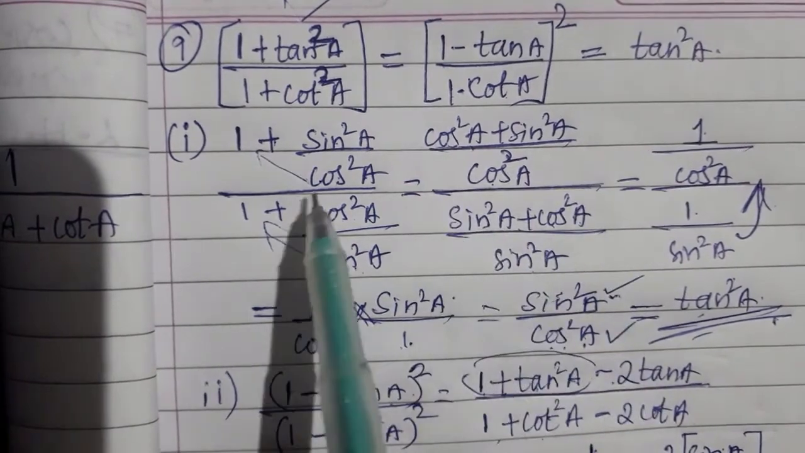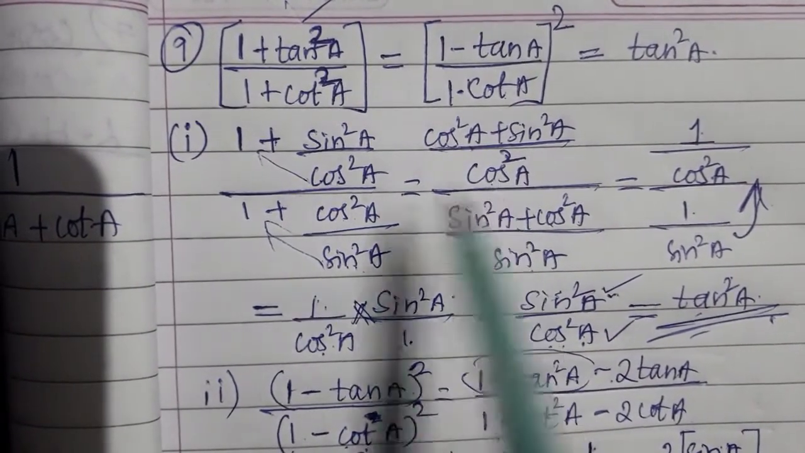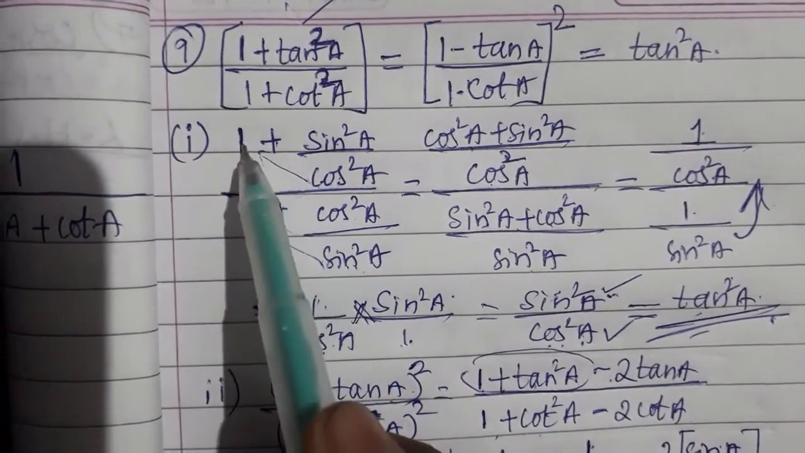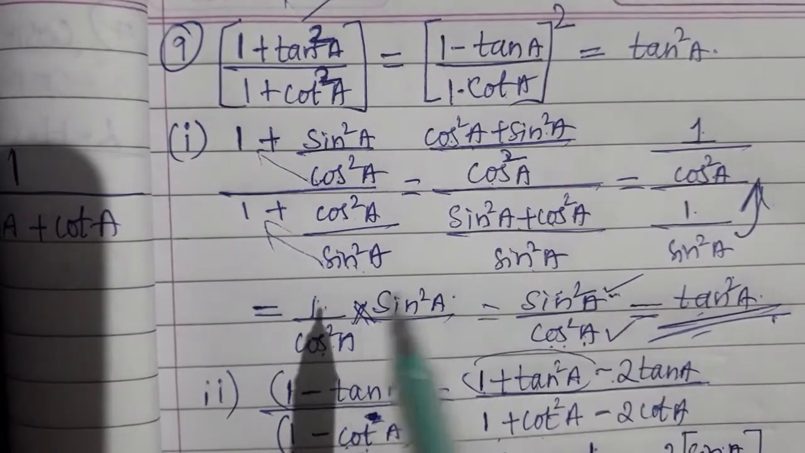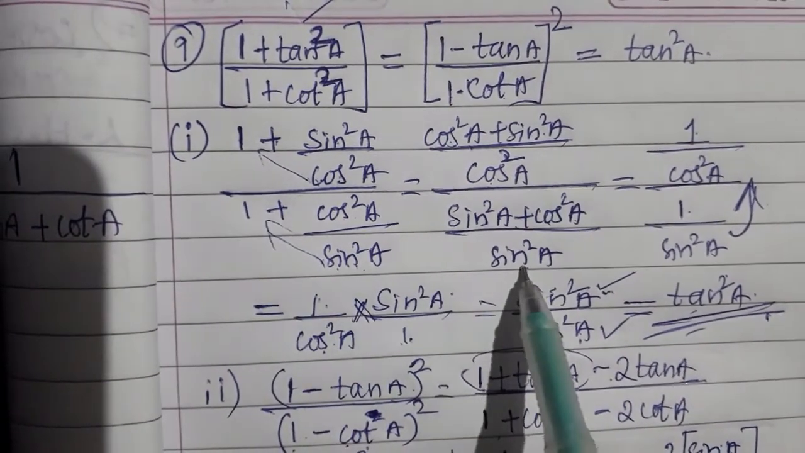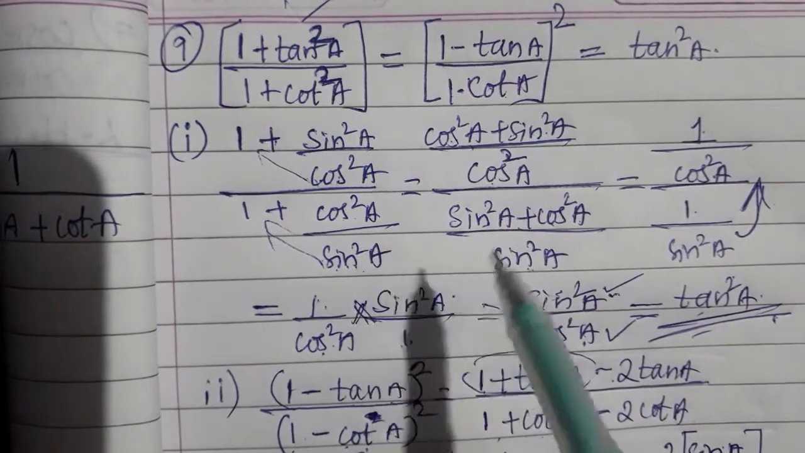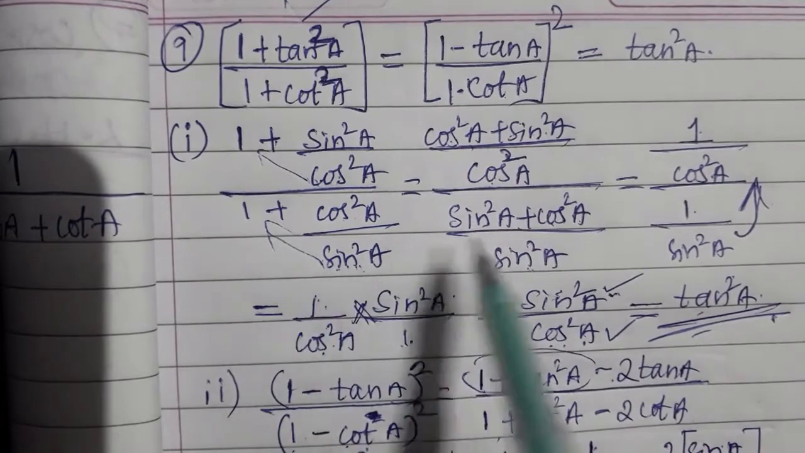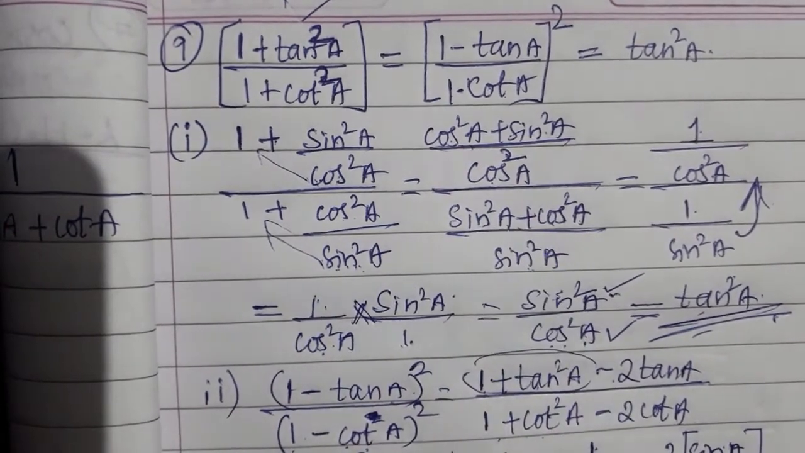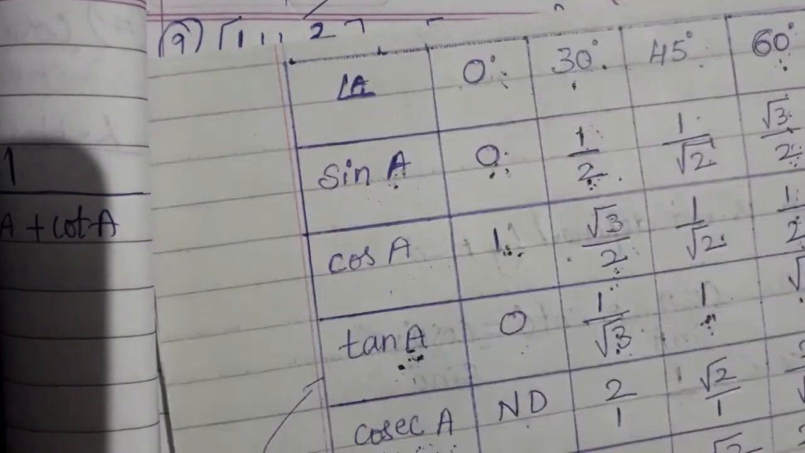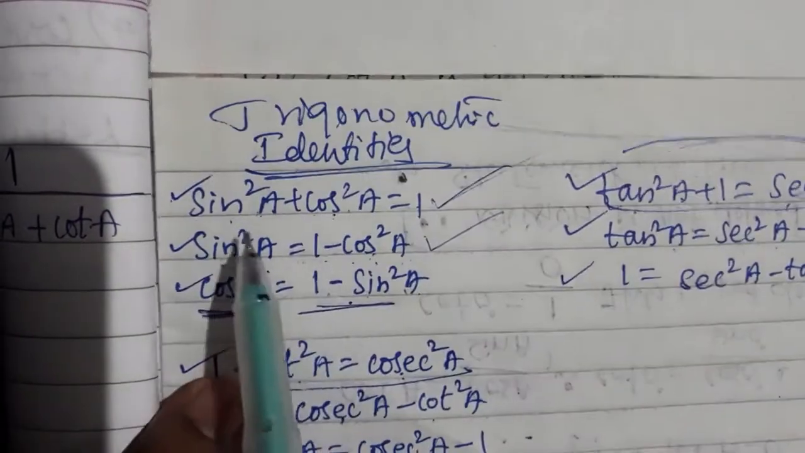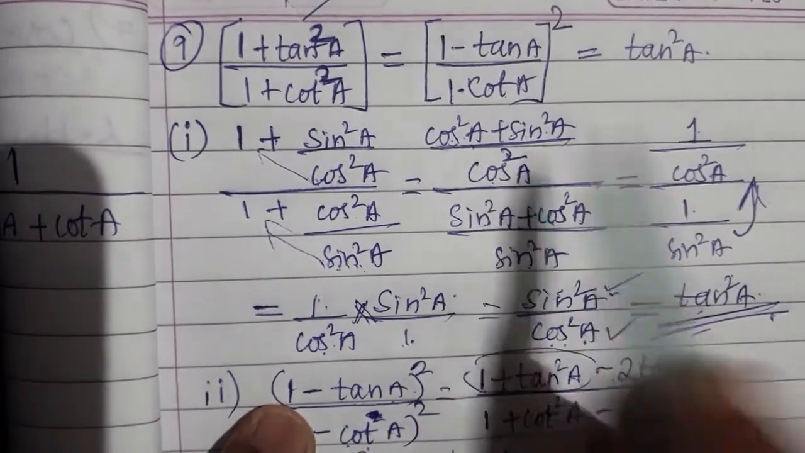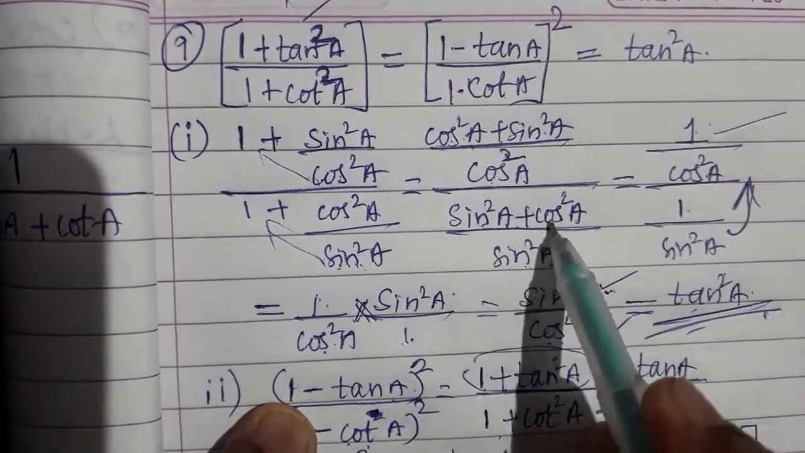Now take the LCM in the numerator. Cos²A will be the LCM. This sin²A will remain as it is. In place of 1, I have to write cos²A. Cross multiply: cos²A plus sin²A. Denominator, same procedure. Sin²A will become the LCM. Then this cos²A above the LCM will be the same. In place of 1, I have to cross multiply. 1 into sin²A is sin²A. Now you can notice sin²A plus cos²A is 1. So replace cos²A plus sin²A as 1, and sin²A plus cos²A as 1.